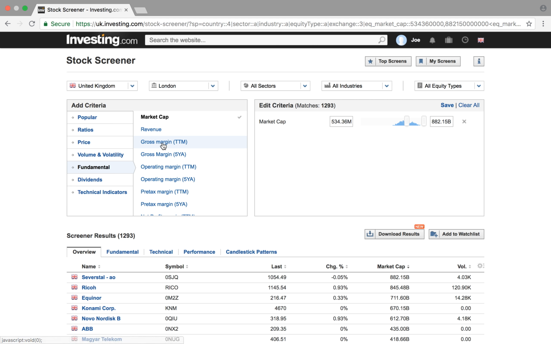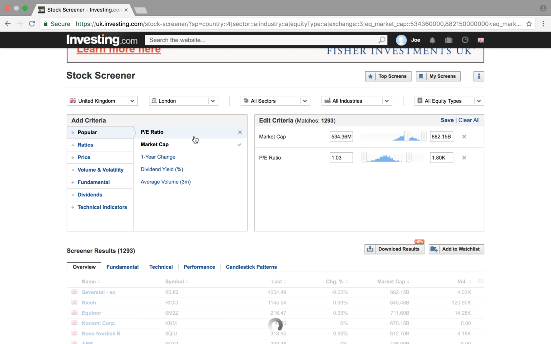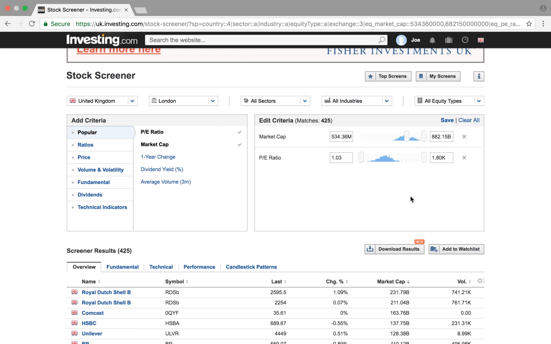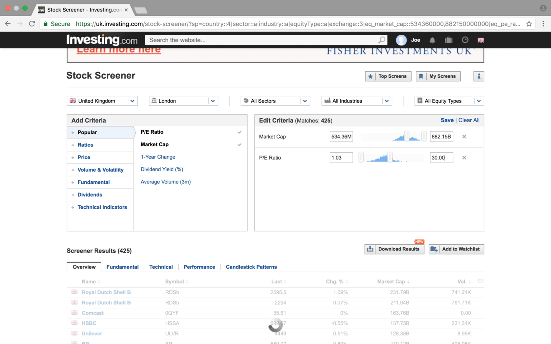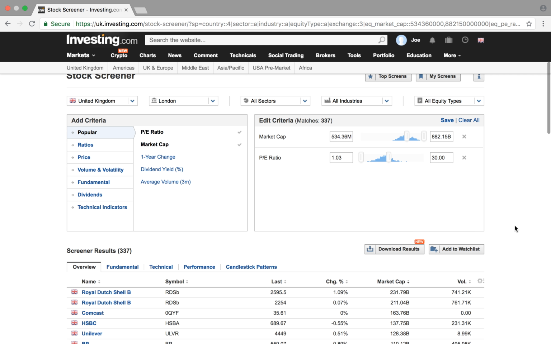And then we're going to go secondarily to our P to E ratio. We like a P to E ratio to be below 30. So we're going to type in 30. 30 is still quite high, but for the time being, we want all of the stocks, and we can have a look at the rest of the information later once we've got a big list. So we've done our P to E ratio.